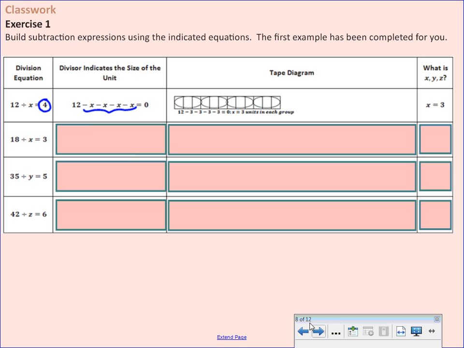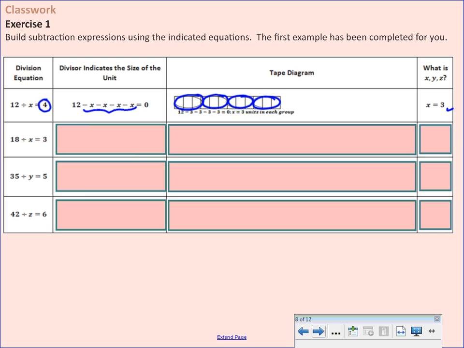So you draw your tape diagram that has 12 squares in it. Now, I need 4 equal groups. Again, you might have to do some guessing and checking to see how many go in each group. But I want 4 groups. Group, group, group, group. So I made 4 groups. How many are in each group? 3. So that means if there's 3 in each group, 12 minus 3 minus 3 minus 3 minus 3 equals 0. So x equals 3.